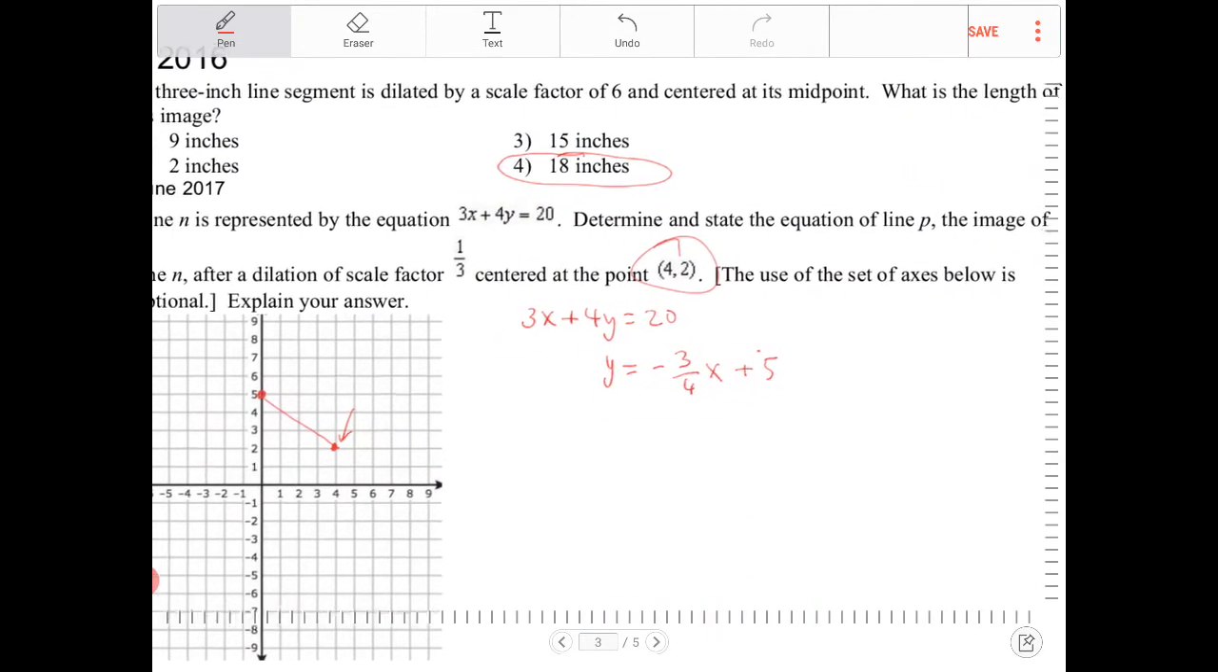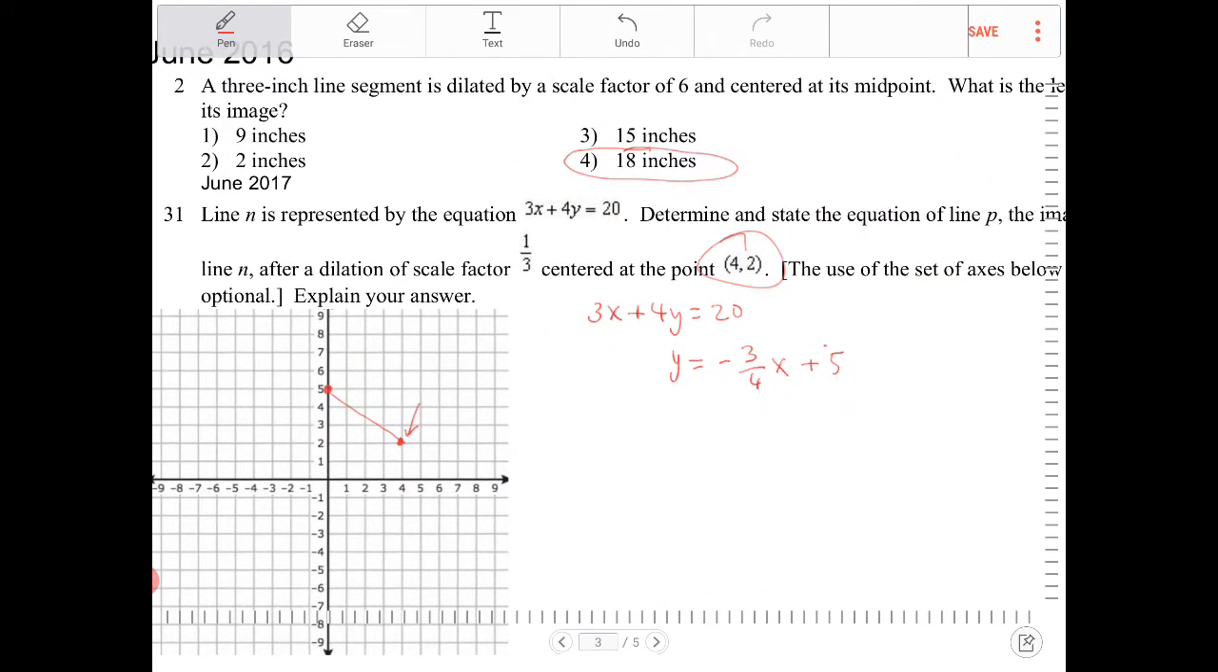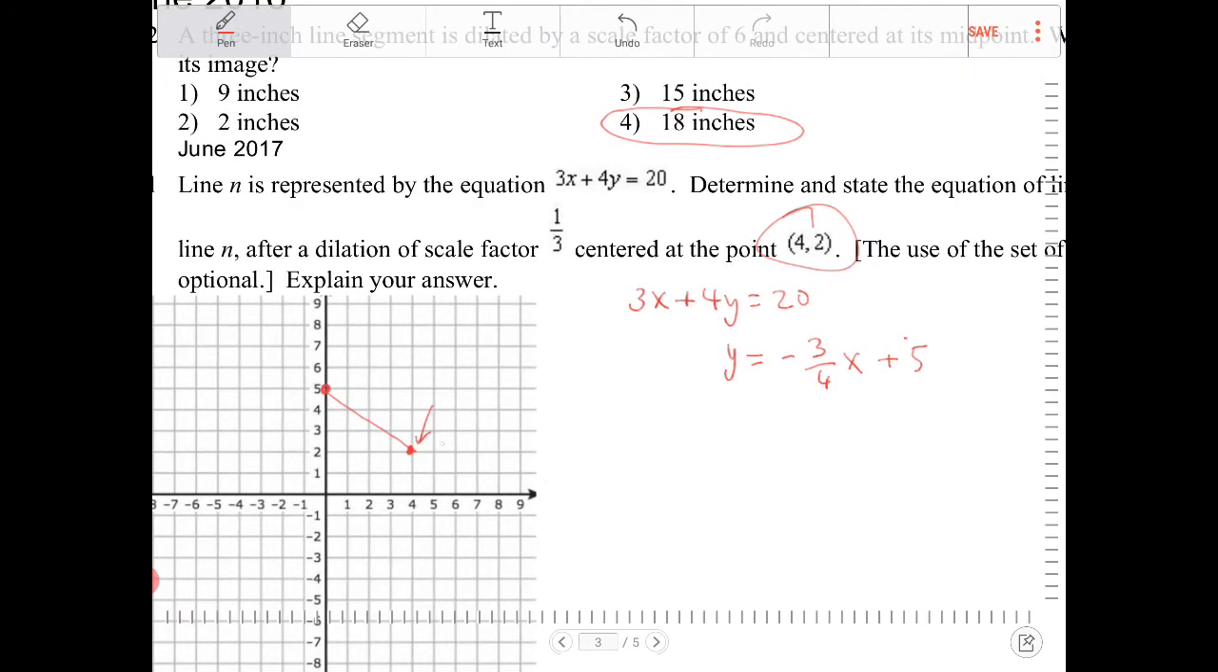Determine and state the equation of the line P. Well, because the center of dilation here is on the line itself, the equation of the line will be the same. It's going to be absolutely no different. So the equation is, once again, 3x plus 4y is equal to 20. This is my answer.